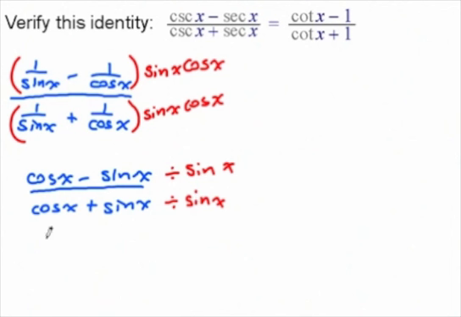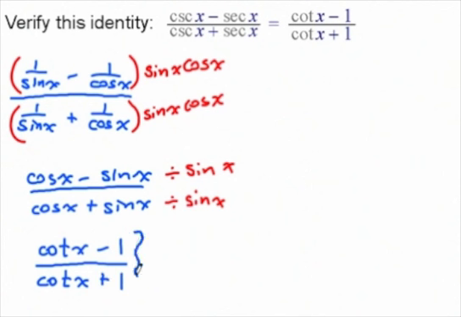So cosine divided by sine, that's cotangent, so that'd be cotangent of x, minus sine divided by sine is just 1, over cosine divided by sine is again cotangent of x, and then sine divided by sine is again 1. And we've got to where we needed to go.